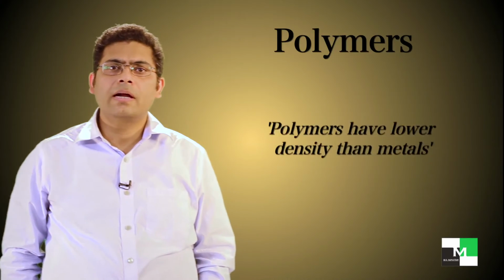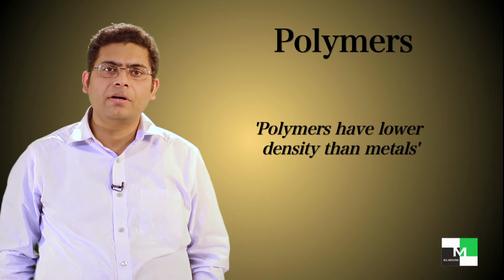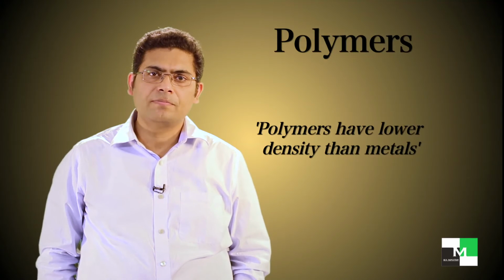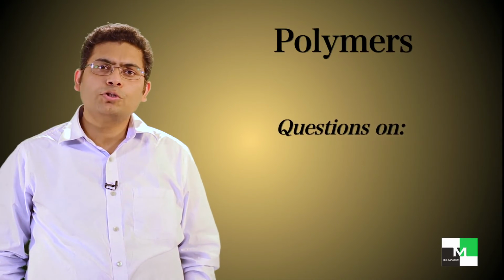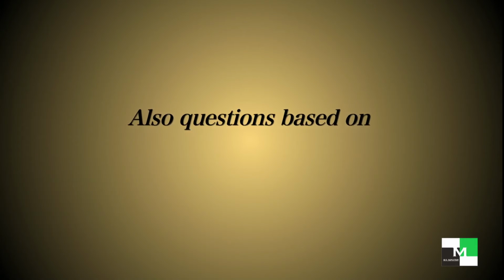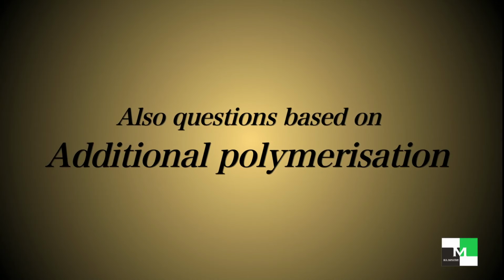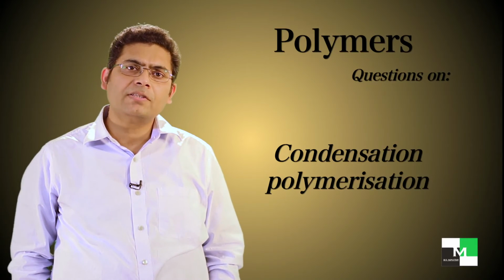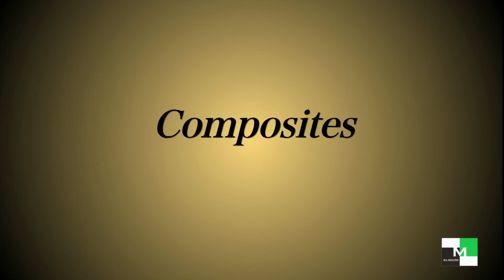Our next topic can be polymers. You know that polymers have lower density as compared to metals, and because of that, it can be used in various engineering uses. Under this topic, the questions that can be asked would be about the type of polymers, methods of manufacturing of polymers. Also, you can be asked question about what is addition polymerization, what is condensation polymerization. Also examples of various types of thermoplasts and thermosets can be asked in this.